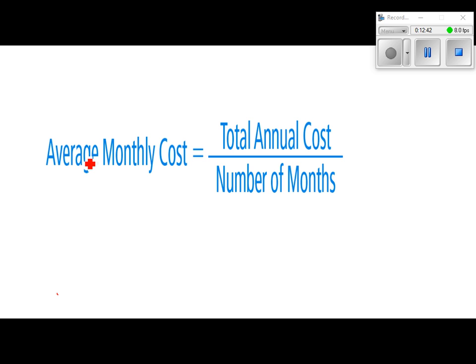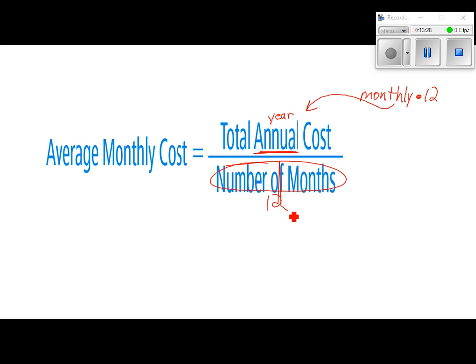Your average monthly cost, total annual cost divided by the number of months. You gotta be careful here. Sometimes they'll tell you the annual cost. Remember that annual means per year. Sometimes they'll throw in a monthly cost, and if they throw in a monthly cost, you have to multiply that times 12 to get an annual cost before you add it into this. And then you divide by the number of months. The number of months normally that we use is going to be 12, and that's going to give you your average monthly cost.